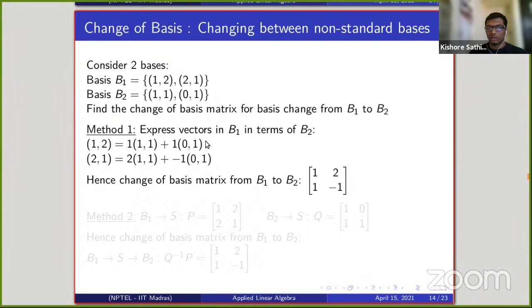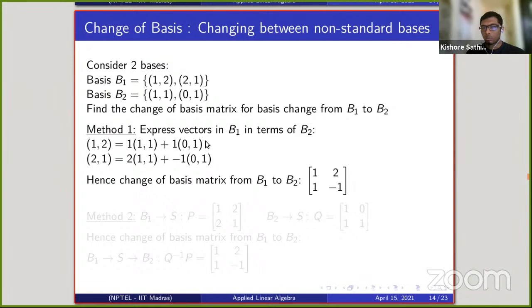Similarly, I do that for the other vector, 2, 1. 2, 1 is 2 times 1, 1 plus minus 1 times 0, 1. And finally, our change of basis matrix is just taking these coefficients 1, 1, 2, minus 1 and putting them as the columns. From the first one, I take those two 1s and put them in the first column. And from the second one, I take the 2 and the minus 1 and put them in the second column.